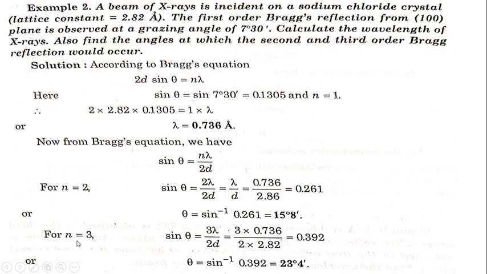Now for n equal to 3, sin theta equal to 3 lambda upon 2d, and therefore that is equal to 3 into 0.736 upon 2 into 2.82 equal to 0.392, and therefore theta equal to sin inverse 0.392, that is equal to 23 degree 4 minutes.